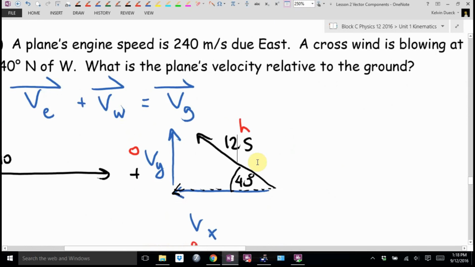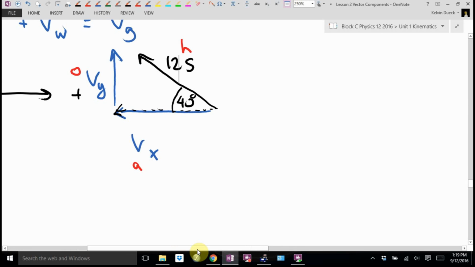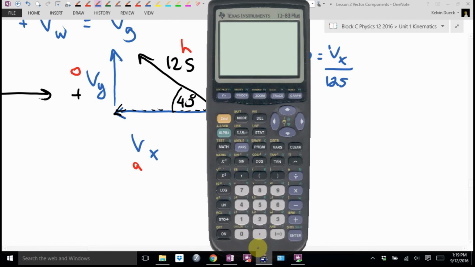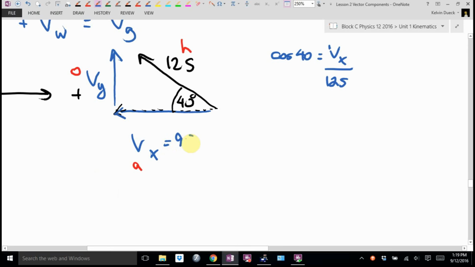I'll zoom in so you can see better because I drew that triangle pretty small. Let's do the horizontal first. Which trig function is going to give me the horizontal? I have A, I have H. If you're not sure, you write SOHCAHTOA at the top of the page. Cosine of 40 equals Vx over 125. So Vx is 125 cos 40, which is 95.756. I'll carry extra sig figs, since 5 sig figs will be okay for 3 sig figs in my final answer.